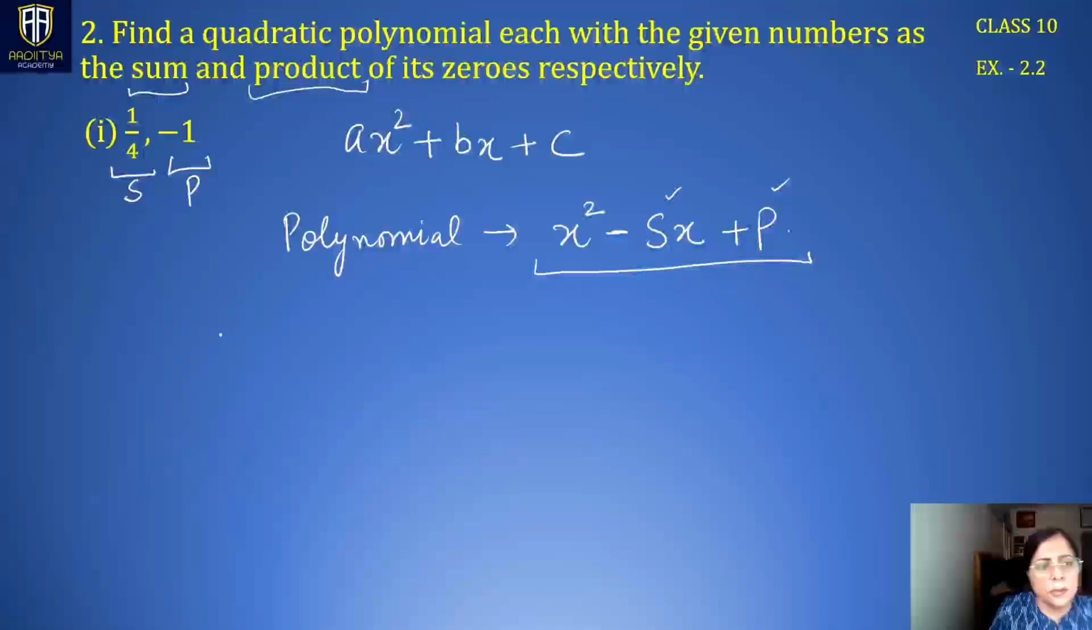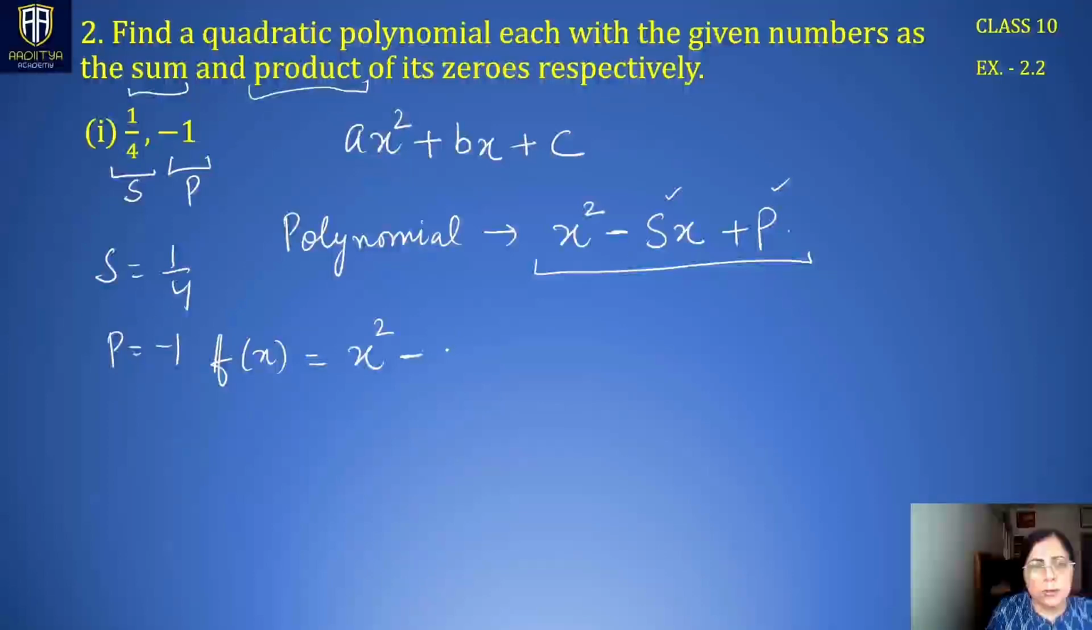So in this case, the polynomial becomes, we can write this as f(x) or p(x). We can represent it by any function. So we have f(x) is equal to x square minus, this is a formula, you have to remember this, minus of sum of x. The sum here is 1 by 4 and the product is minus 1.